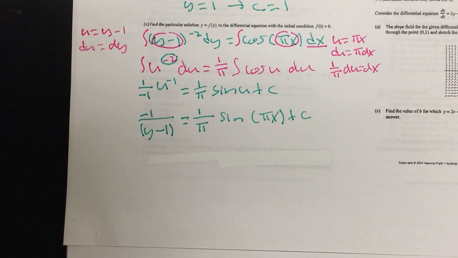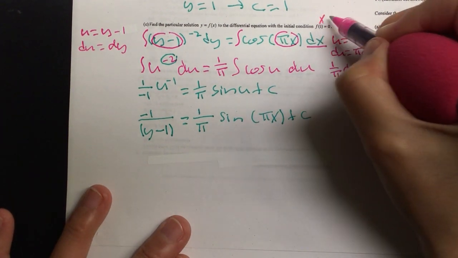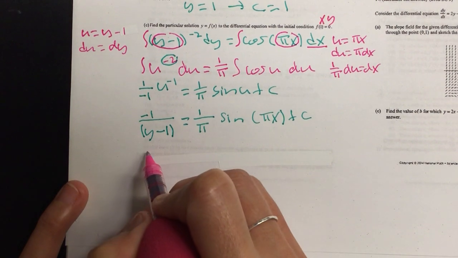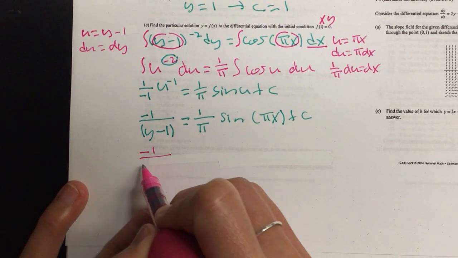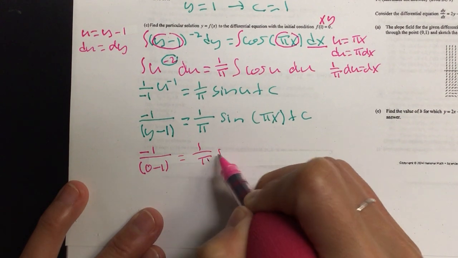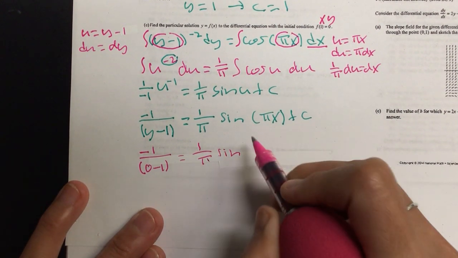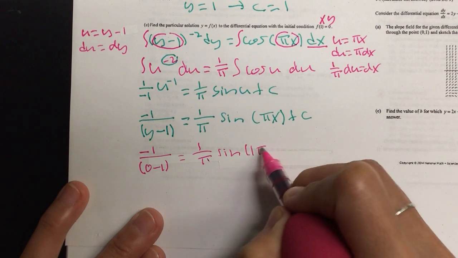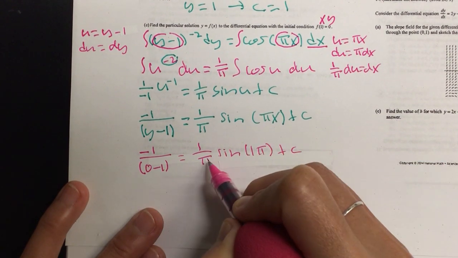So let's worry about plugging the numbers in. What numbers did it say to plug in? 1 and 0. So here's my x, here's my y. When I plug it in, I get negative 1 over 0 minus 1 is equal to 1 over pi, sine of 1 pi, plus c.